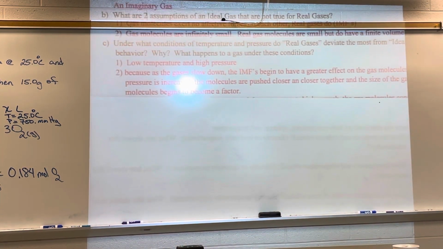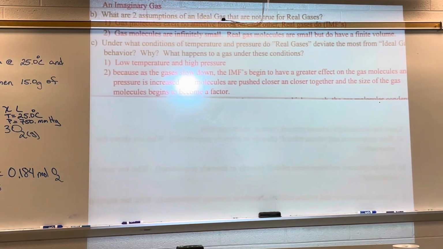Okay, under what conditions of temperature and pressure do real gases deviate the most from ideal gas behavior? Why, and what happens to the gas? It's going to be at low temperature and high pressure, because as the gases slow down, the IMFs have a greater effect.